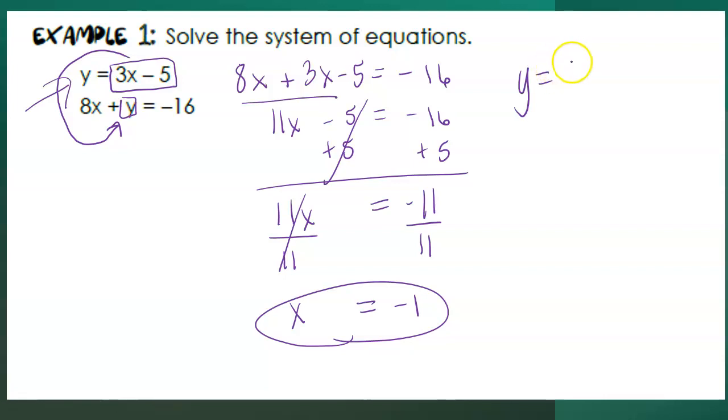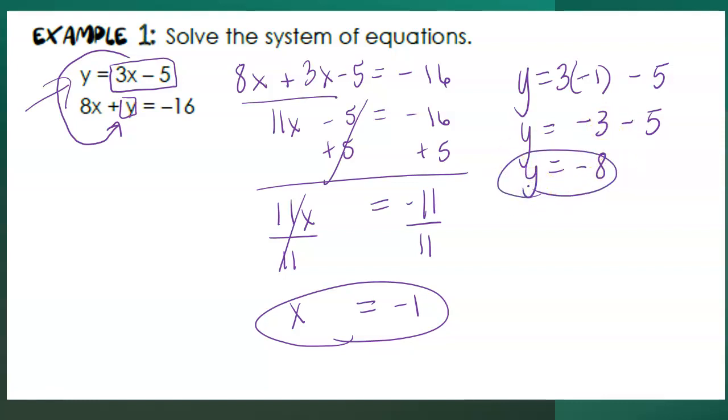So I'm going to have y equals 3 times x, which is negative 1, minus 5. Y equals 3 times negative 1 is negative 3, minus 5. Negative 3, negative 5, same sign, so I'm going to add and keep the sign. So I get y is equal to negative 8.